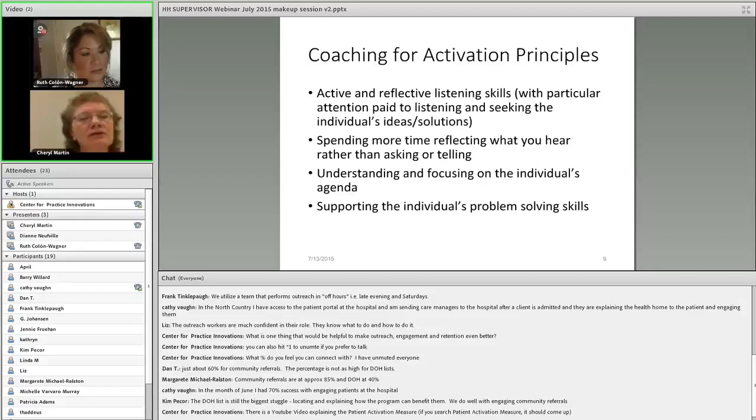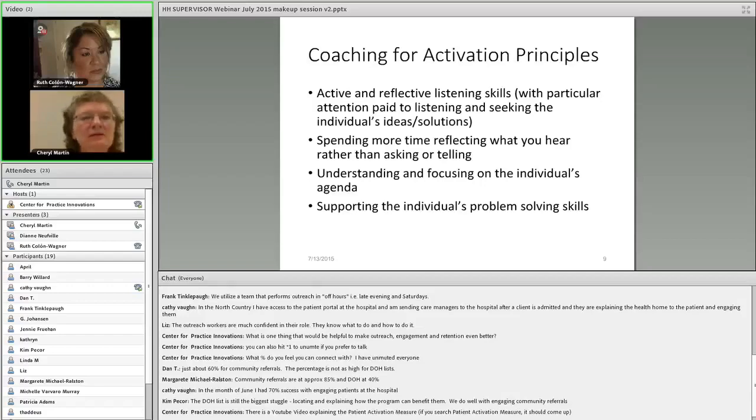Understanding and focusing on that person's agenda. After all, if they're not on board with us, it's really not a goal at all. We're not going anywhere down that road of change. So we need to understand what's important to them, what their values are, and what would motivate them to make a change in their life.